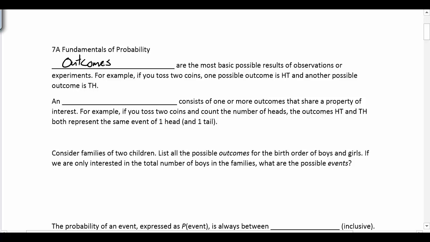So in other words, in a probability experiment, we're going to roll dice. What's going to happen? What could happen? It could be a one, could be a two, could be a three. So those events we refer to as outcomes.